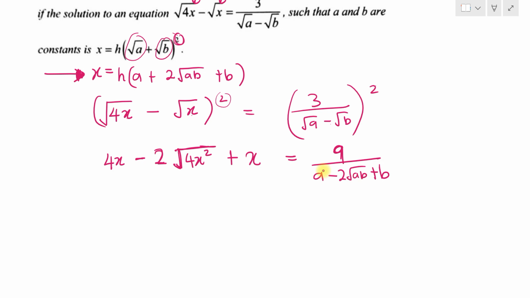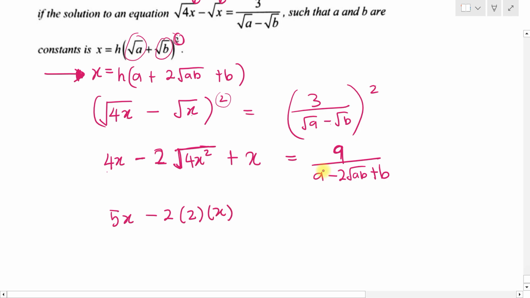Okay. Now, we try to do some changes here. 4x plus x is 5x minus 2. Actually, square root 4 is 2. Square root of x squared is x. We can solve this. Square root 4, square root x squared kan, kalau kita pisah. And this becomes 2, this becomes x. Plus x equals to 9.